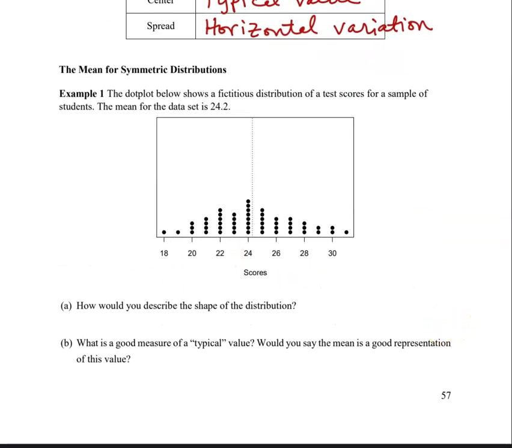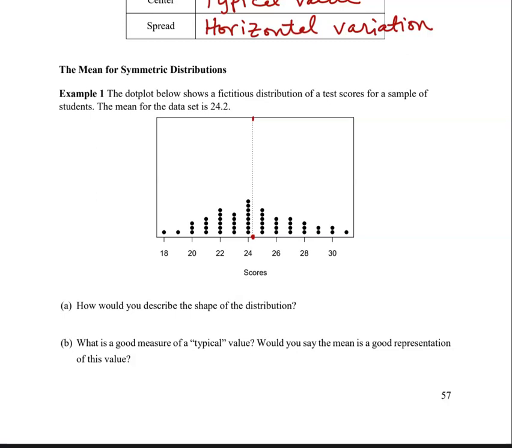So we've got a dot plot for a distribution of test scores. The mean for the data set is 24.2, and I believe that's where this little dotted line is drawn, at the 24.2 mark on our dot plot. So our lowest score, it looks like, is 18. Our highest score, it looks like, is maybe 35, somewhere in that range, 34.